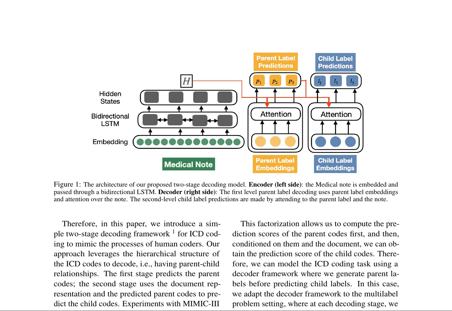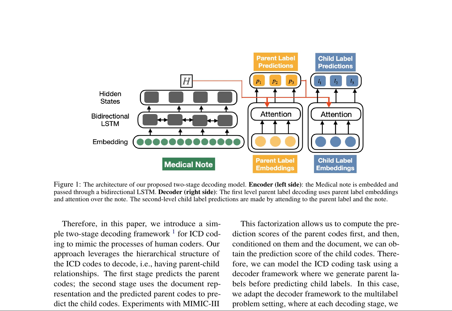The proposed two-stage decoding framework for ICD coding leverages the hierarchical structure of ICD codes, decoding parent and child labels in sequence. This framework consists of an encoder and a decoder, where the encoder embeds and processes the medical note using a bidirectional LSTM, and the decoder predicts parent labels first, followed by child labels conditioned on the parent labels and the document. The two-stage decoding framework is motivated by the hierarchical structure of ICD codes, where parent codes are predicted initially, and then child codes are predicted based on the parent codes in the document.